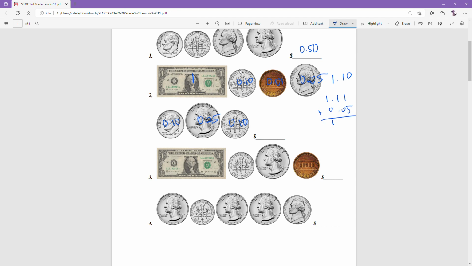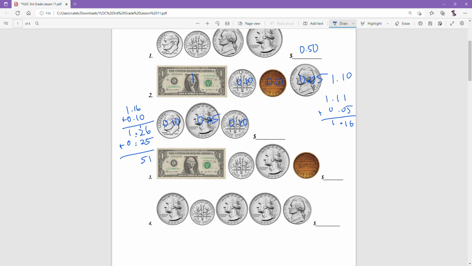1 plus 5 is 6, 1 plus 0 is 1, put down the decimal point, and the 1 is here. So then we have 1.16 plus 0.10: 6 plus 0 is 6, 1 plus 1 is 2, bring down the decimal point, and 1 plus 0 is 1. And then we're going to add 0.25 to it. 6 plus 5 is 11, so we can put the 1 here, and the 1 on top. 1 plus 2 plus 2 is 5.